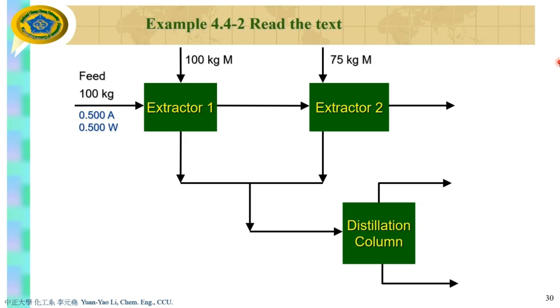Okay, and the second line, at the end of line two, the extract from the first stage is found to contain 27.5 weight percent acetone. All percentages in the remainder of this paragraph are weight percent. So where do you put this 27.5 acetone? The extract from the first stage, right? The extract is here. From the first stage it is 27.5% acetone. So write down here. Okay?